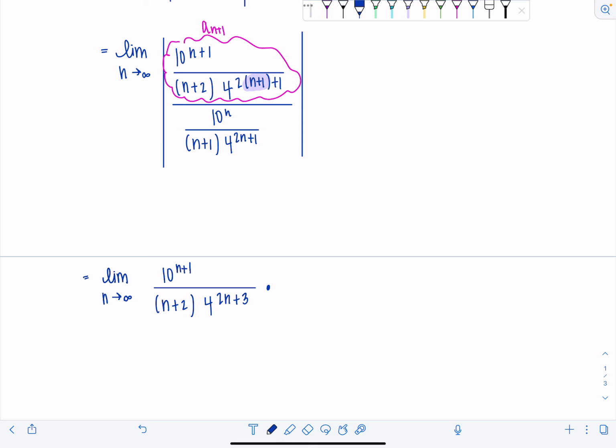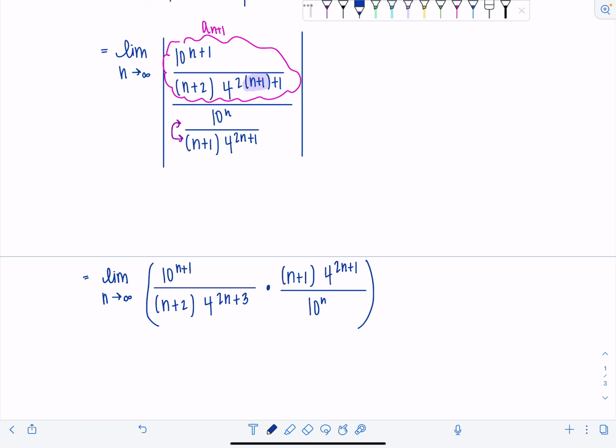Times, and then now I'm going to multiply by the reciprocal of the second expression. So we will have n plus 1, 4 to the 2n plus 1 up here in the numerator, and then over 10 to the n. Okay, so I'm taking the limit of all this stuff.